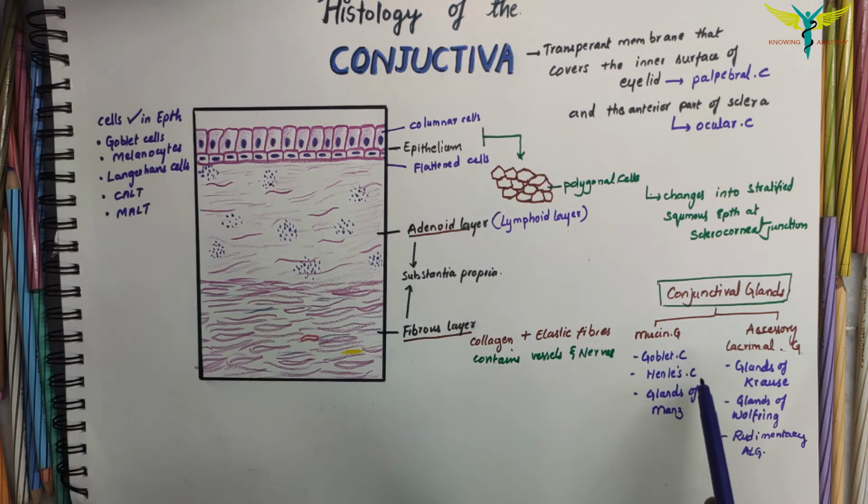For the histology of the large intestine, you can click on the I button. And the glands of Manz, these are located in the scleral conjunctiva. These are arranged as a ring around the cornea near the sclerocorneal junction.